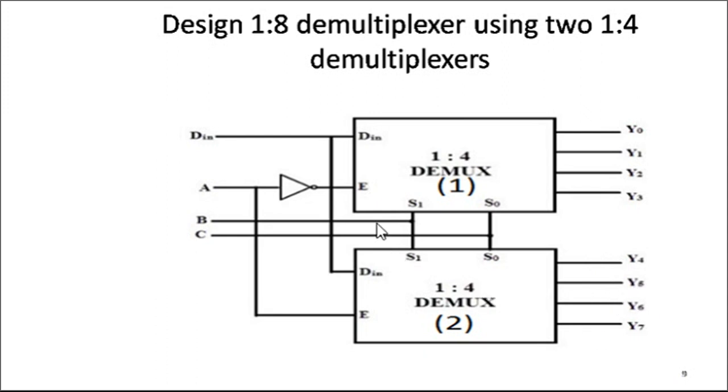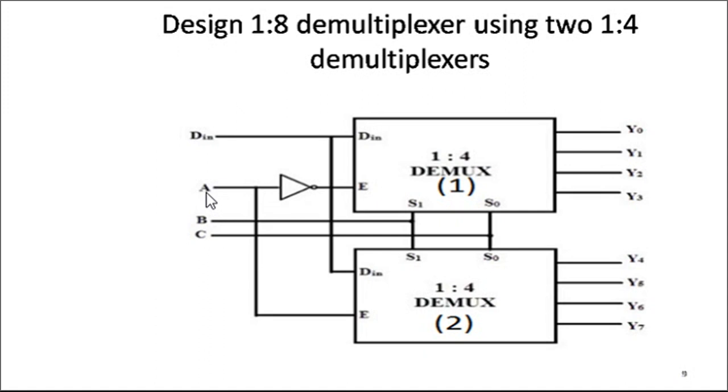Now these are the enable pins. In between these two enable pins, we are inserting an inverter. Once you insert the inverter between the enable inputs, what will happen? See, because of this inverter, at one time only one of the demultiplexers will be active. And we can call the select lines A, B, C. Now see what will happen.